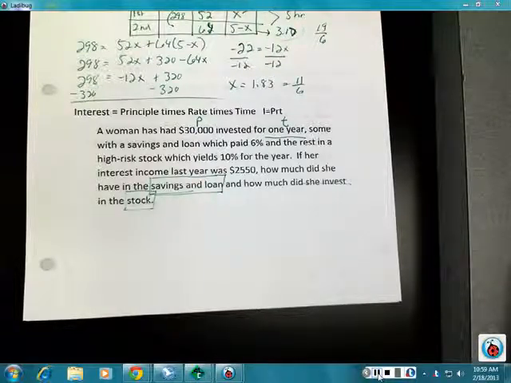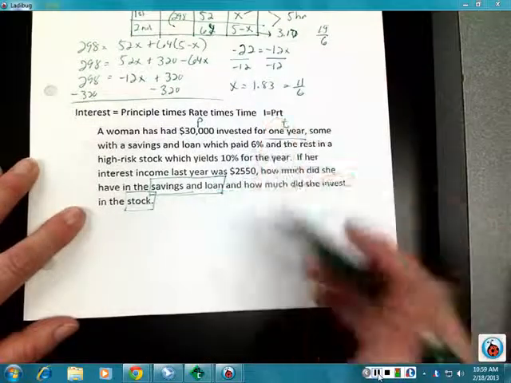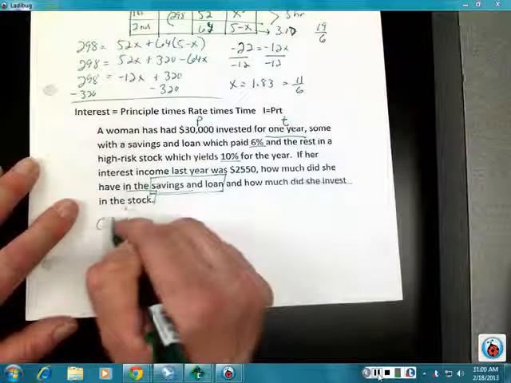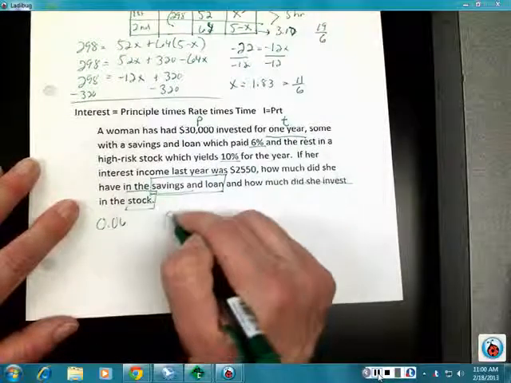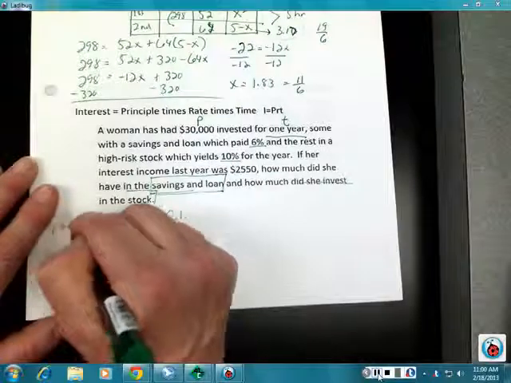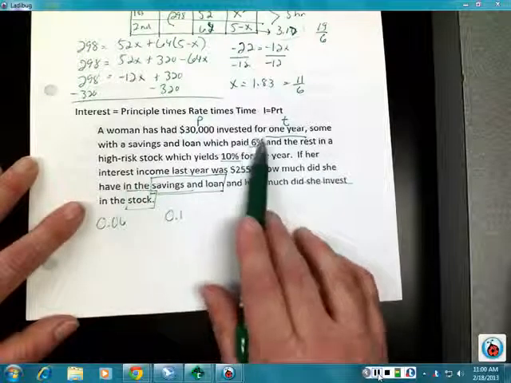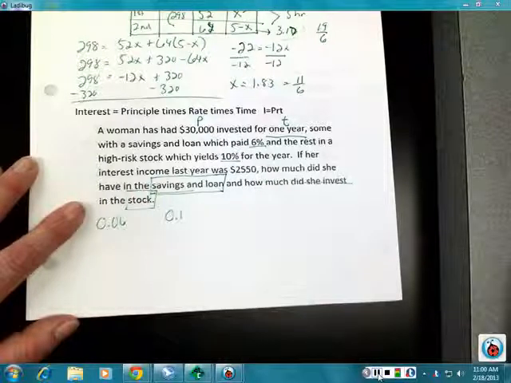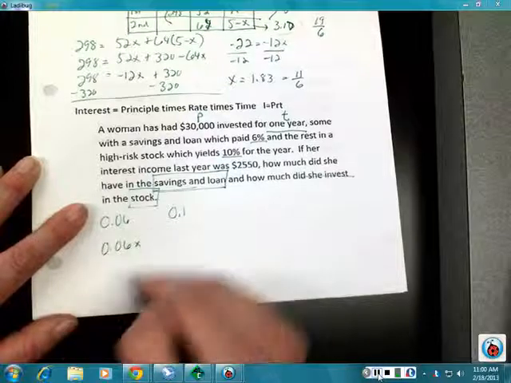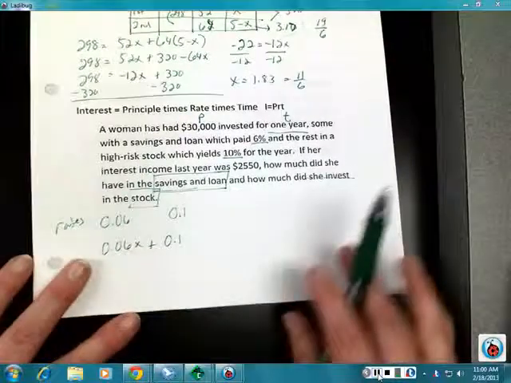Yes or no? Well, I know it's a year, so my time doesn't have anything to do with it. I've got rates, 6% and 10%, so that means I have 0.06 and 0.1 for my rates. Do I know how much she invested at 6%? No. So that must be x. So 0.06x plus 0.1.